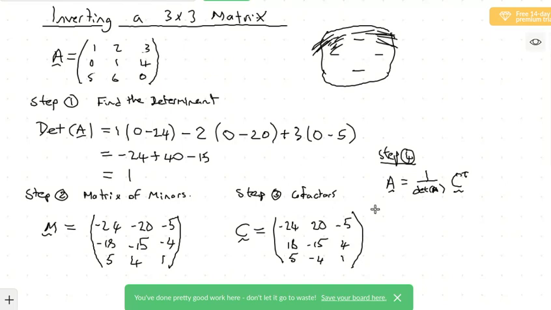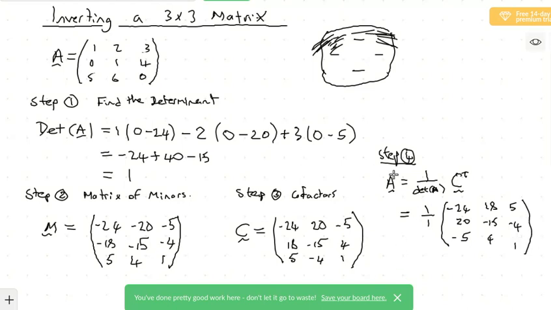1 over the determinant's pretty easy, and you do that in a 2 by 2. And in our example, it's just going to end up being 1 over 1, which is 1. I'll write 1 over 1 though, just so you know what you're doing. Now transpose is where, if it's a row, it suddenly becomes a column. So minus 24, 20, minus 5. I'm going to write the first row I see as a column. I'm going to write the second row I see as a column. 18, minus 15, 4. And I'm going to write the third row I see as a column. 5, minus 4, 1.